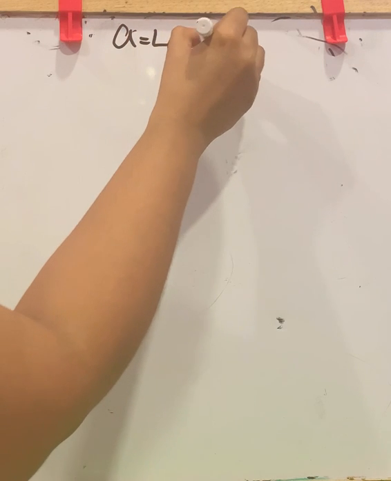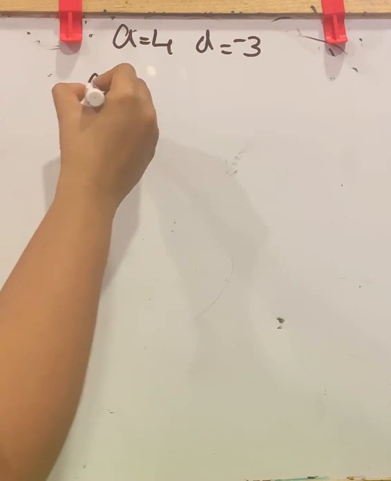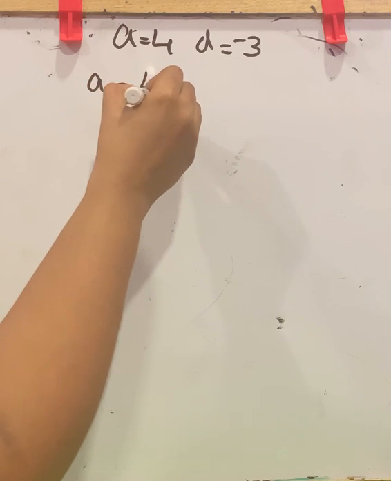A equal to 4, D equal to minus 3. A1 is 4.